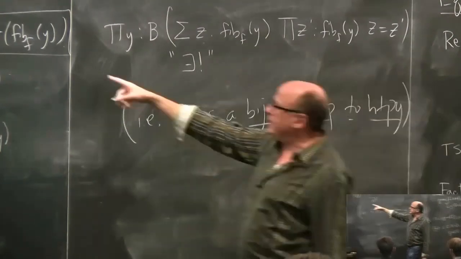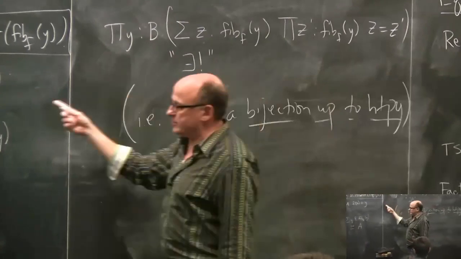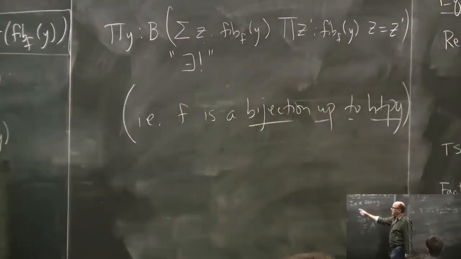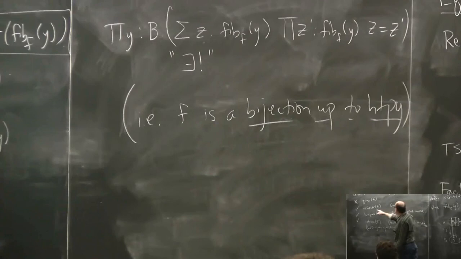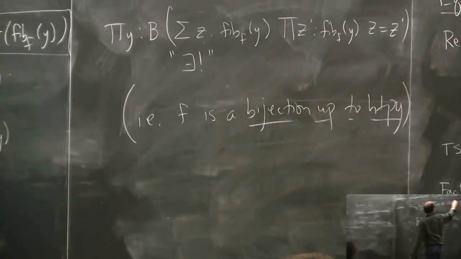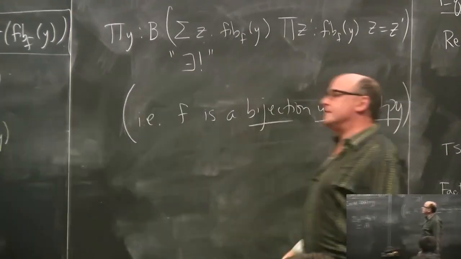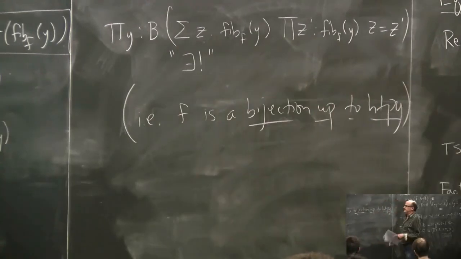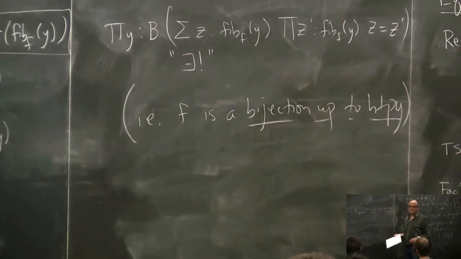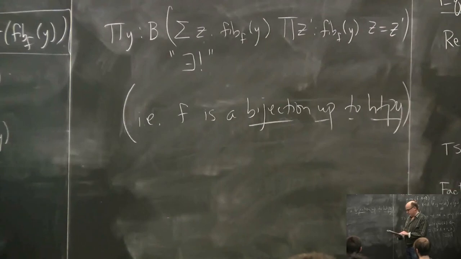And so this is Voevodsky's definition of equivalence, which I wrote here. So this is the one, contractibility of f, which is written out like this: that all of the fibers are contractible, which is exactly saying that f is up to higher homotopy a bijection. Okay, that's what's being said.